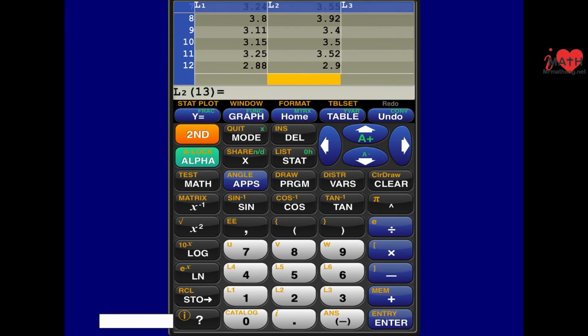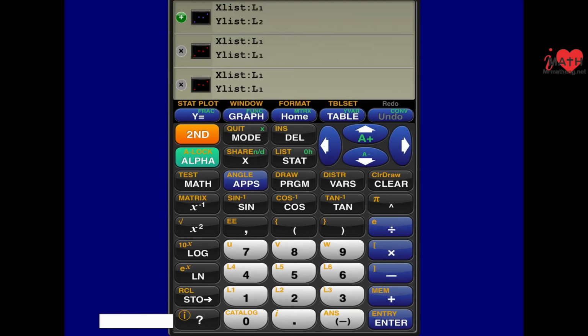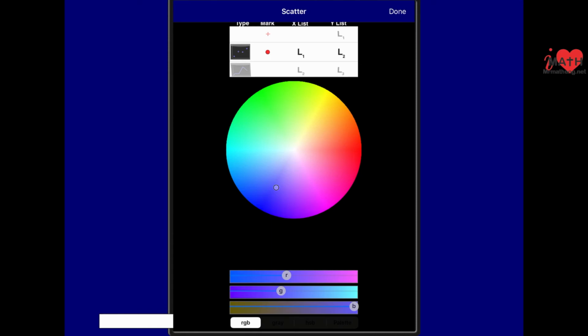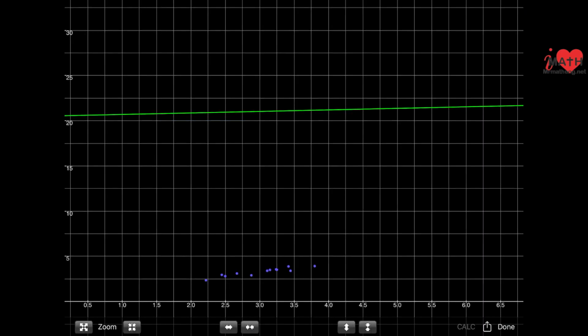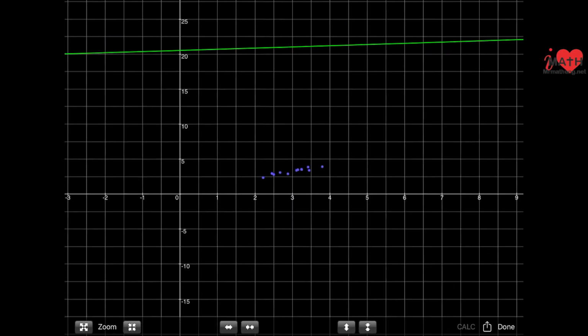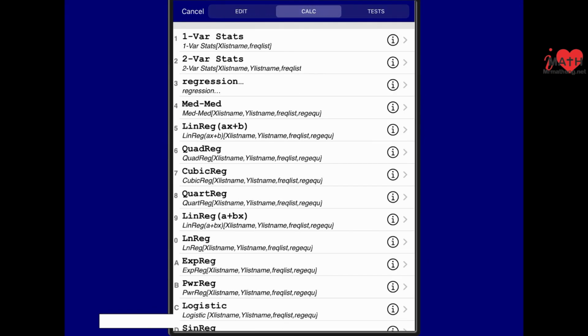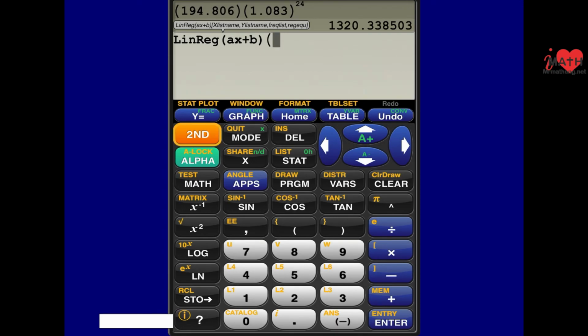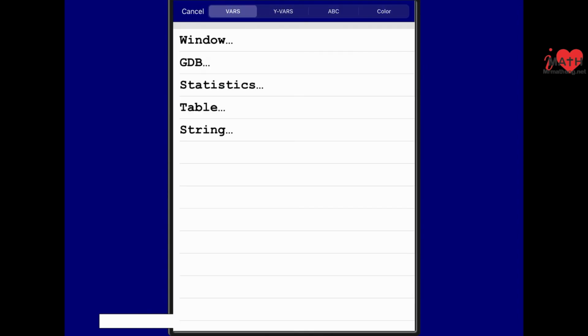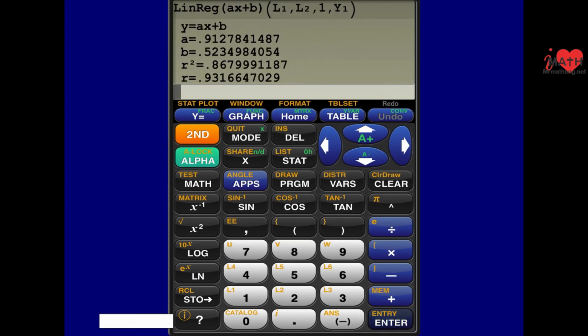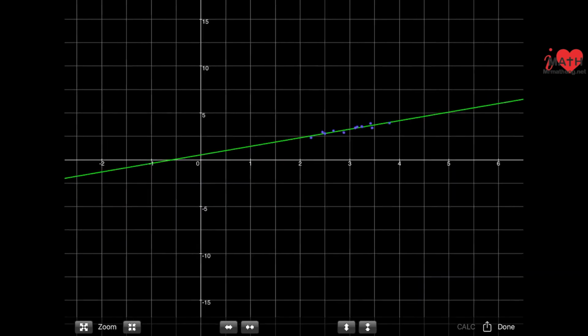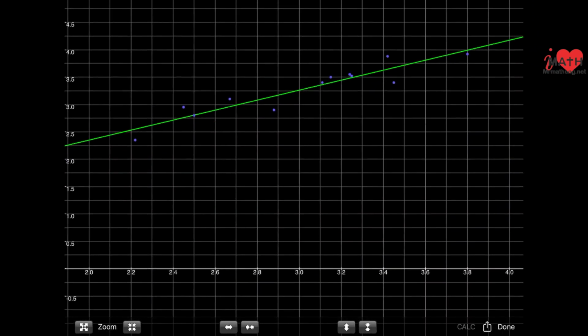Okay, I'm just going to press second, Y equals, to get a graph. Click that. L1, L2, yes, and then press graph. Ignore that green one because I didn't actually create an equation. If you wanted to, we could do that: Stat, Calc, LinReg, list 1, comma, list 2, comma, 1, comma, Vars, Y-Vars. And then when you press graph, it should be there. Okay, there's my graph.